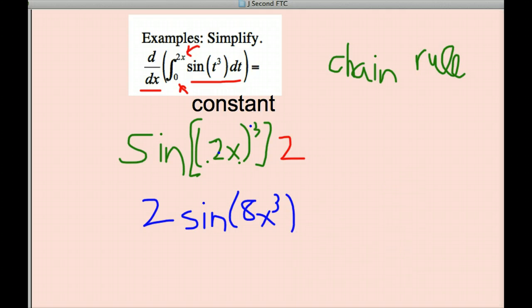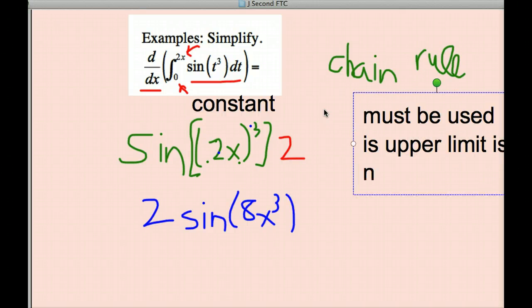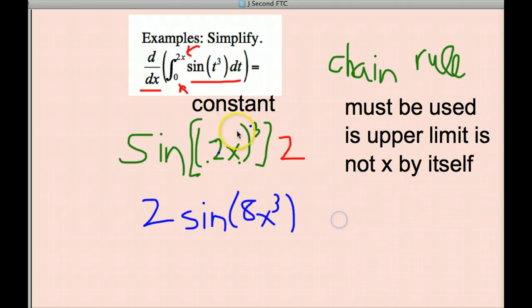So as a reminder, chain rule must be used if the upper limit is not x by itself. So what you pretty much will do is plug in the upper limit into your variable and then take the derivative of your upper limit. So let's go ahead and take a look at the next problem.